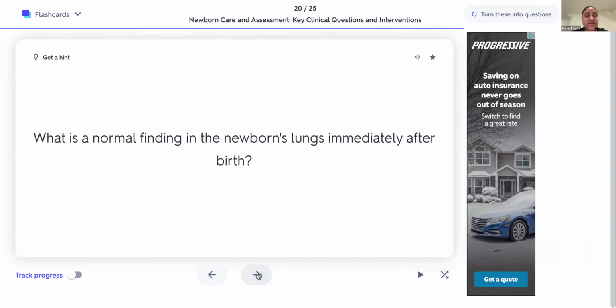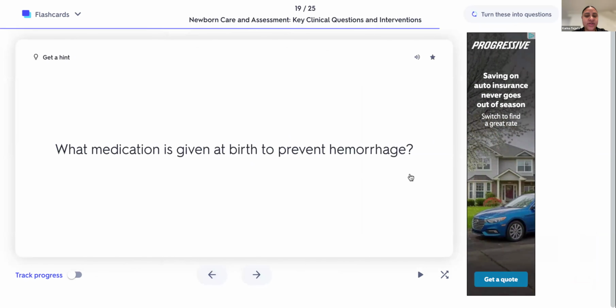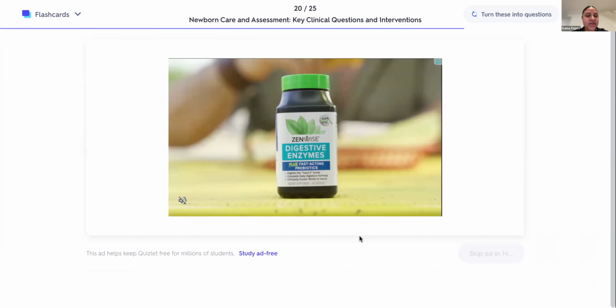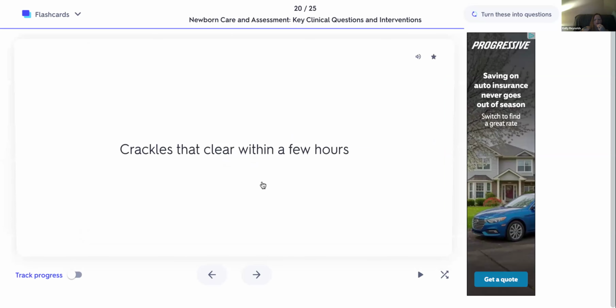Okay, what medication is given? I think we did that one. We did. Oh yeah, we did. It's okay, I'll still read it. What is a normal finding in the newborn's lungs immediately after birth? A normal finding. This is a good question. So it's normal to hear a little bit of crackles because they still have things in their lungs. Correct.